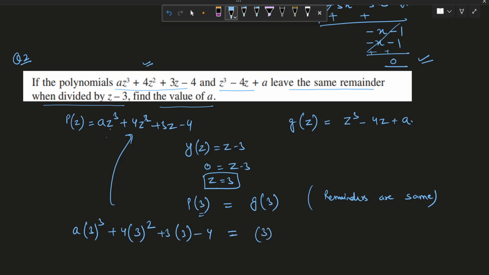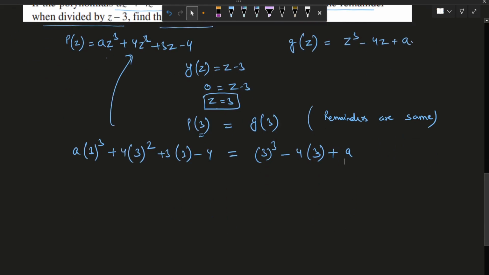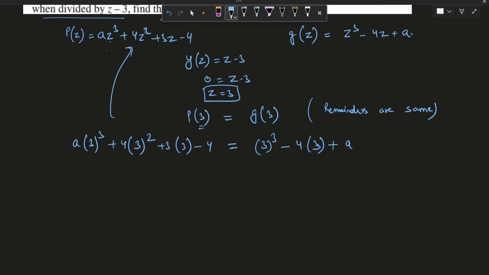So again 3 cube minus 4 into 3 plus a. You can find them separately and then equate. It's up to you. I'm doing it here like this. So 3 cube is 27, 4 nines are 36, plus 9 minus 4, 3 threes are 9. So here again 27 minus 12 plus a. Now 36 plus 5 is 41.